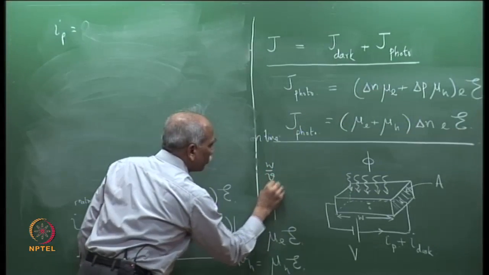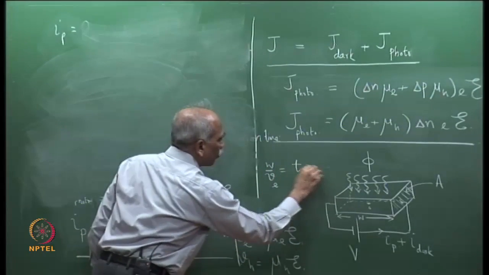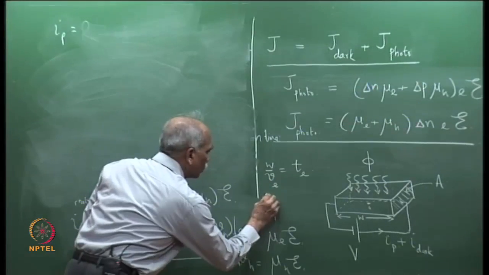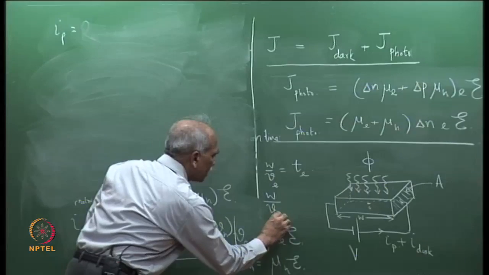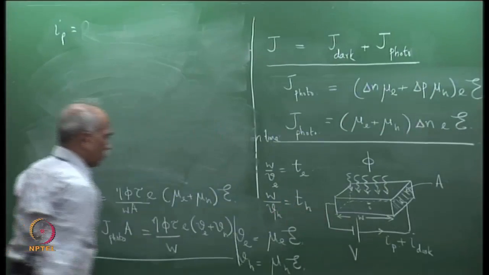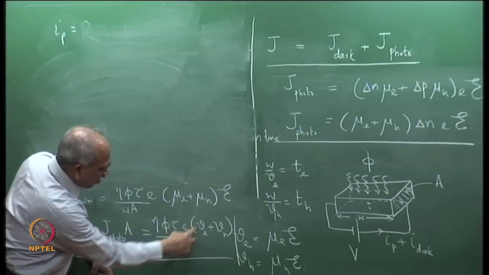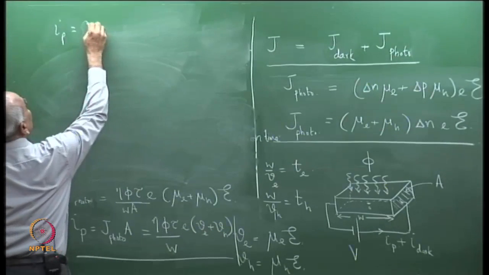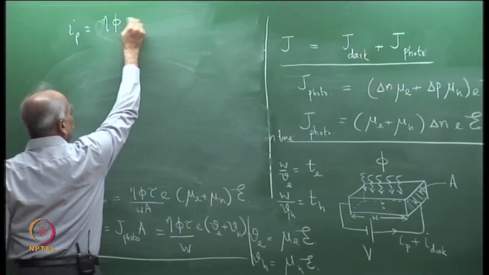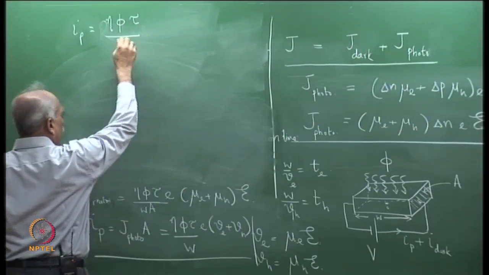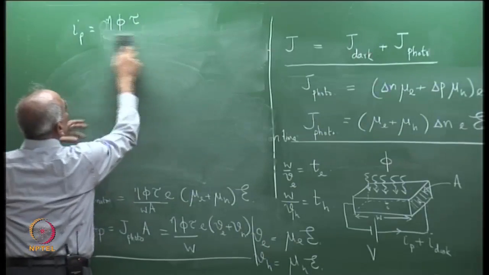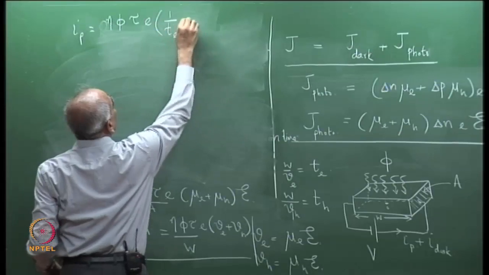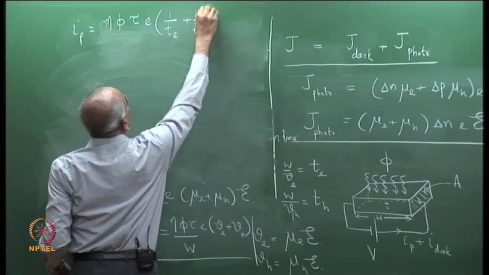W by V_E is equal to the transit time of electrons, and similarly W by V_H is equal to the transit time of holes. So, this is essentially nothing but 1 by T_E plus 1 by T_H. Let me again not jump any steps and repeat: phi tau divided by W, W is gone, into E into 1 over T_E plus 1 over T_H.